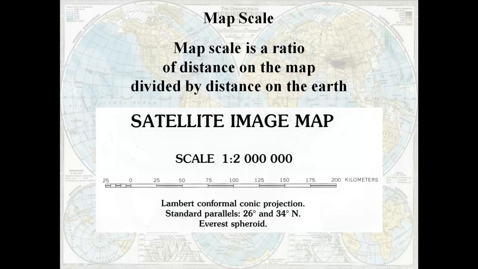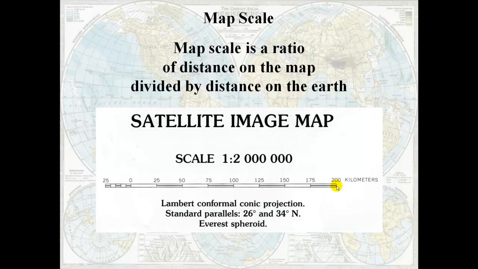So this is an example of a legend or a title block for a satellite image map, and you can see that it tells you what the scale is. 1 unit on the map is equivalent to 2 million units on the surface of the planet. So that would be the map scale, 1 to 2 million. There's also another way of representing the scale using what's called a scale bar.